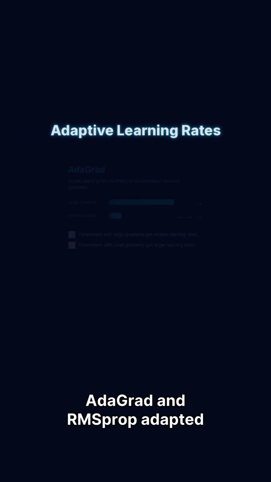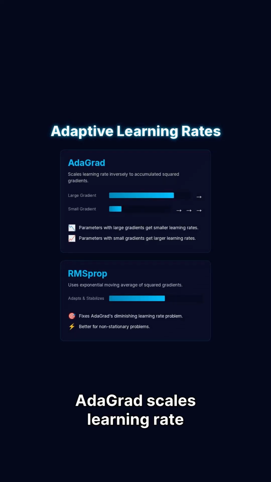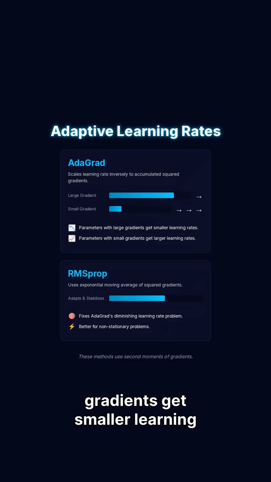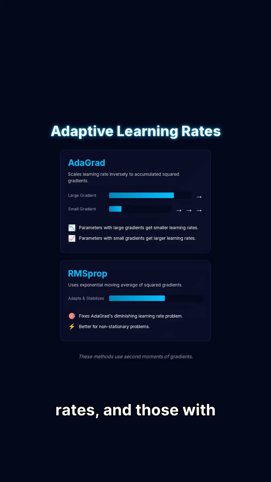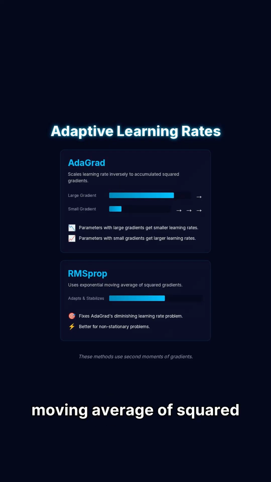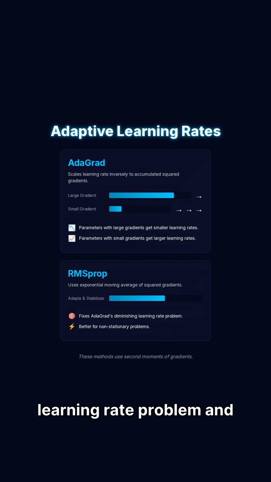AdaGrad and RMSProp adapted learning rates per parameter. AdaGrad scales learning rate by accumulated squared gradients, meaning parameters with large gradients get smaller learning rates, and those with small gradients get larger learning rates. RMSProp uses an exponential moving average of squared gradients, fixing AdaGrad's diminishing learning rate problem and being better for non-stationary problems. These use second moments of gradients.